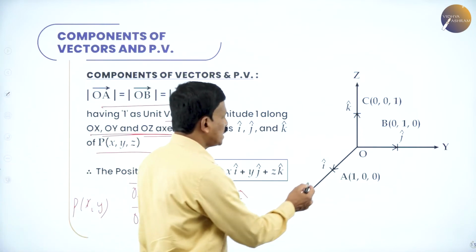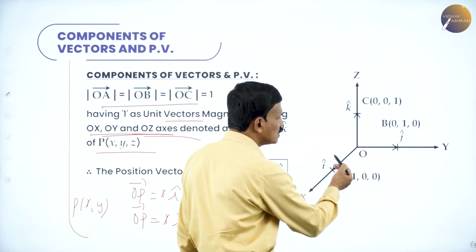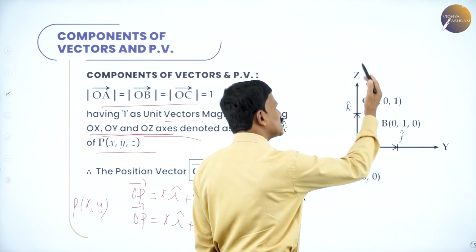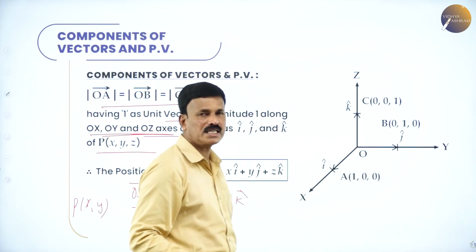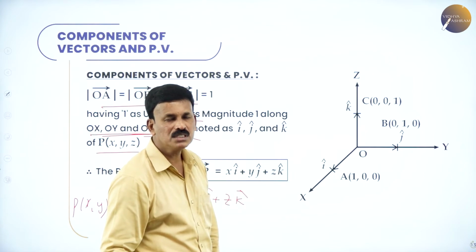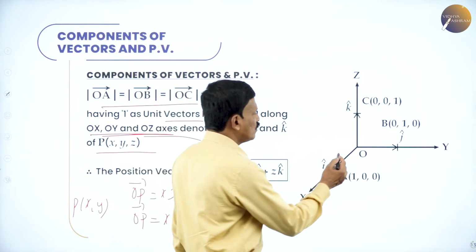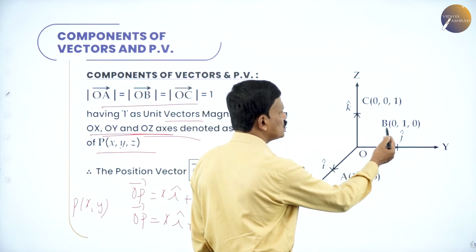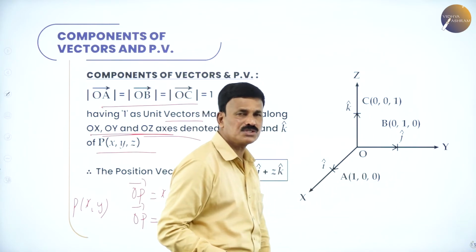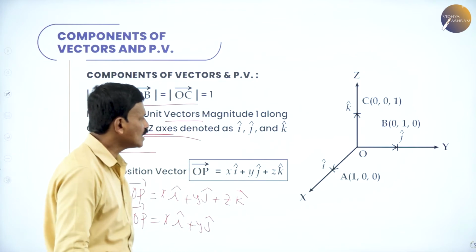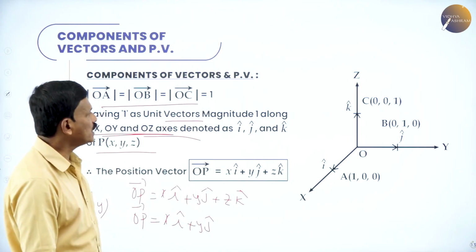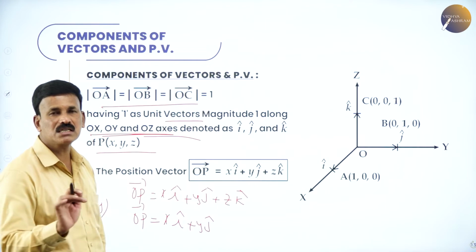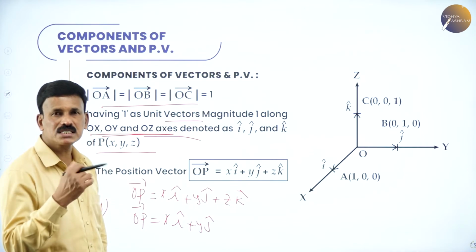So, I cap along the X axis, J cap along the Y axis, K cap along the Z axis. Along the X axis 1, 0, 0, along the Y axis 0, 1, 0, along the Z axis 0, 0, 1 are the coordinates. So, I cap, J cap and K cap are the unit vectors along the X axis, Y axis and Z axis.